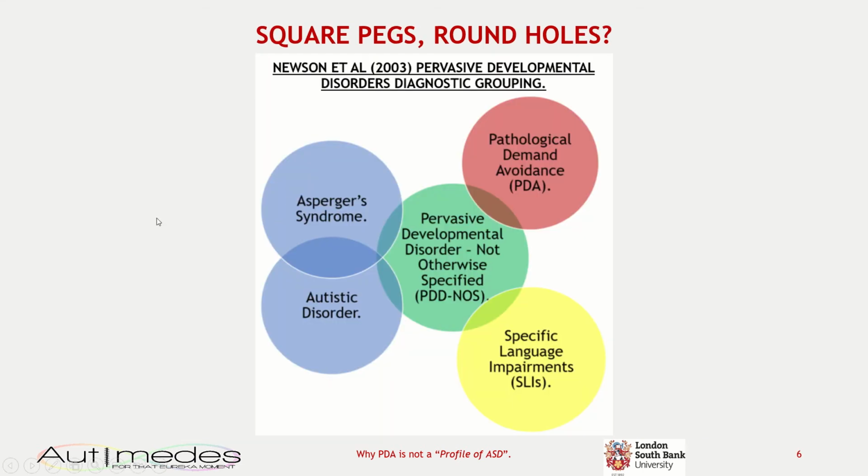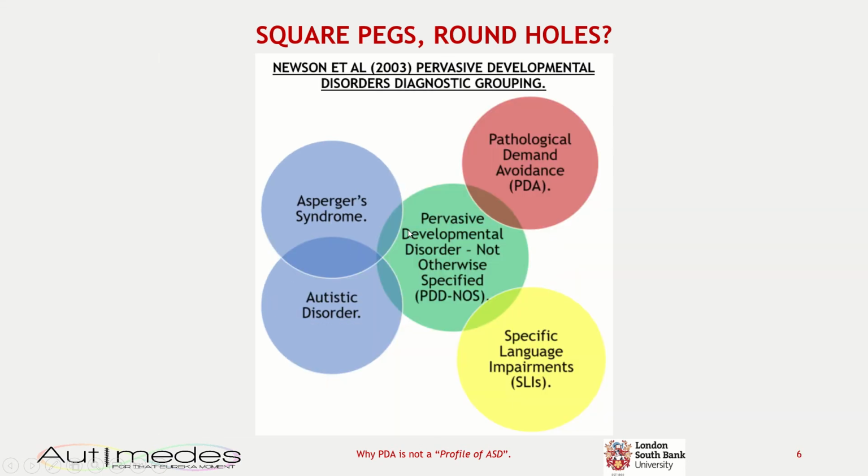This is a brief overview of how Newson conceptualized pervasive mental disorders diagnostic groupings in her 2003 article. The blue circles are how she viewed the autism spectrum: Asperger's syndrome at the top and autistic disorder at the bottom. Then you have pervasive mental disorder not otherwise specified, which is not autism. It's a residual category for anyone who does not meet the clinical threshold for any of the four diagnostic categories. You've got PDA at the top right and specific language impairments at the bottom, which includes things like dyslexia. Why am I showing this?